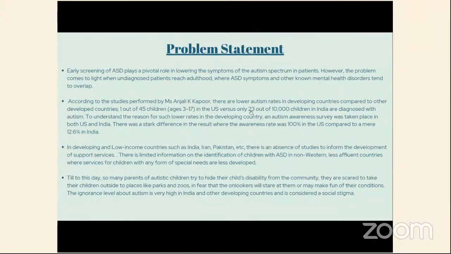Early screening of ASD plays a pivotal role in lowering the symptoms of the autism spectrum in patients. However, the problem comes to light when undiagnosed patients reach adulthood, where ASD symptoms and other known mental health disorders tend to overlap. According to studies performed by Anjali K. Kapoor, 1 out of 45 children in the US versus 23 out of 10,000 children in India are diagnosed with autism. And the reason is not that people in India have less autism, but that diagnosis in India is much lower compared to the US because awareness about autism is very low.